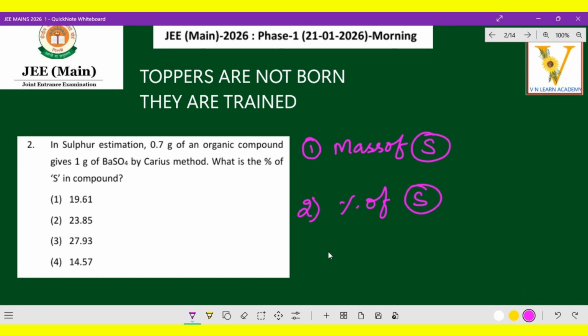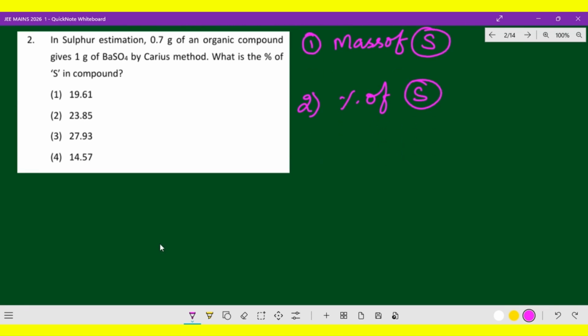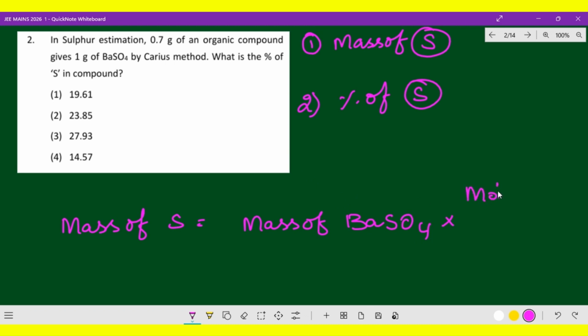So first thing, mass of sulfur, how to identify? Let us go for it. Mass of sulfur equal to mass of barium sulfate, see, this is barium sulfate they have given, into molar mass of sulfur divided by molecular mass of barium sulfate.